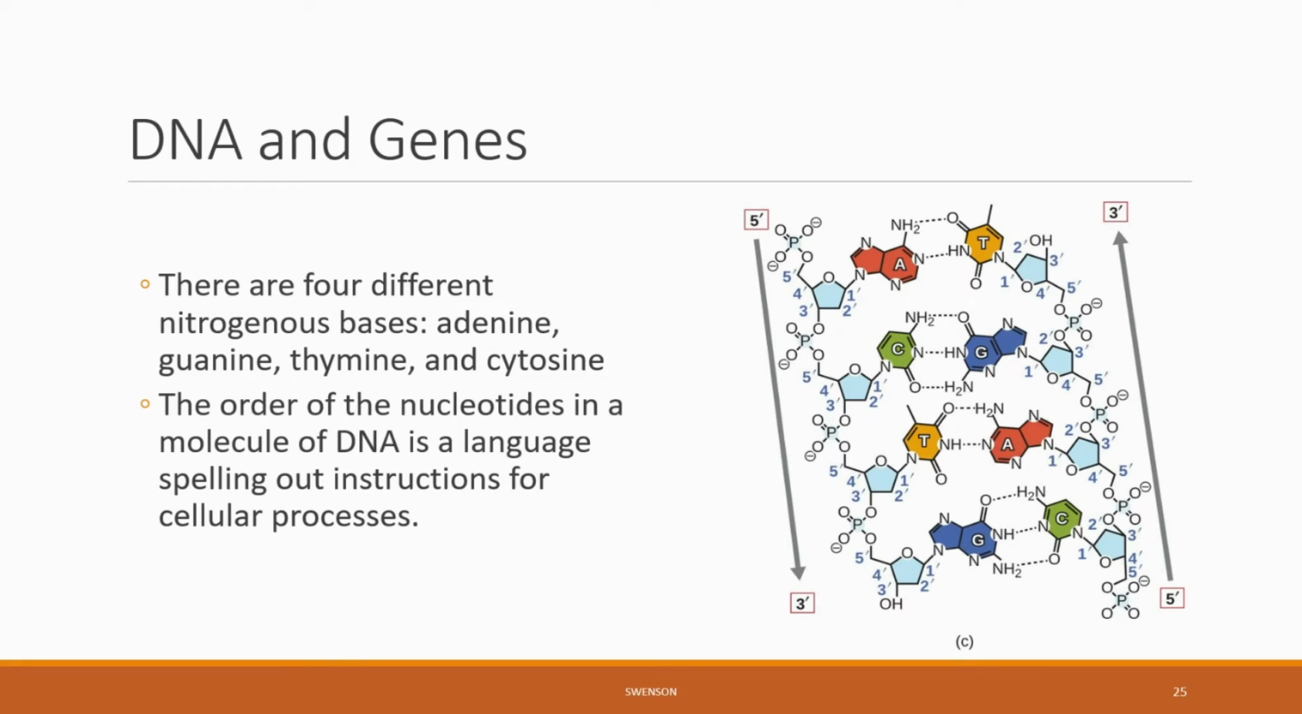Okay, DNA and genes. There are 4 different nitrogenous bases: adenine, guanine, thymine, and cytosine. The order of the nucleotides in a molecule of DNA is a language spelling out instructions for cellular processes. Additionally, DNA is double-stranded, so one strand is associated with another strand or polymer, as shown in the picture.